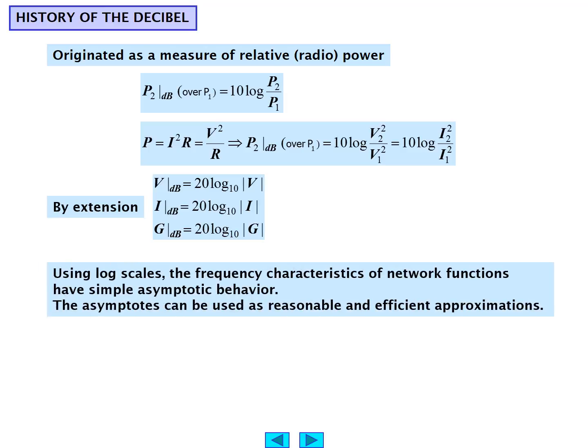Using a log scale, the frequency characteristics of the network function can have simple asymptotic behavior. We can see that very easily then. Instead of being curvilinear, they in fact will be straight lines asymptotically, meaning as frequency goes on. The asymptotes can be used then as reasonable and efficient approximations to the complex functions. Instead of trying to do a curvilinear curve, we can look at the straight line approximation on a log scale.